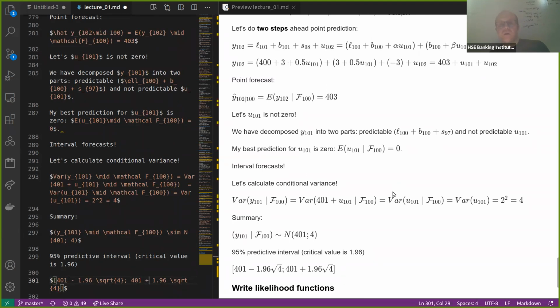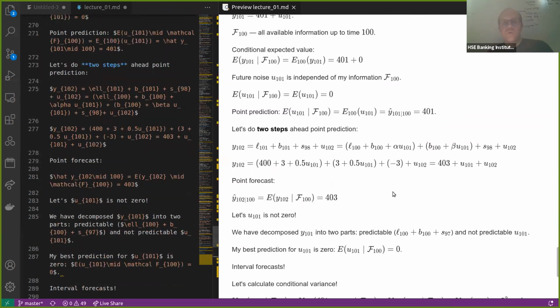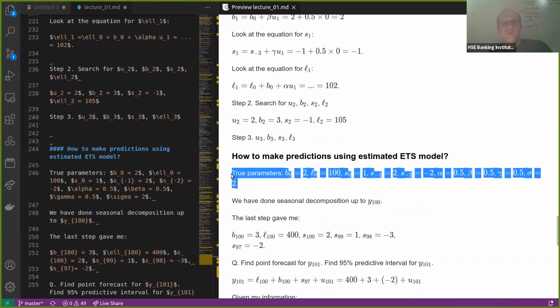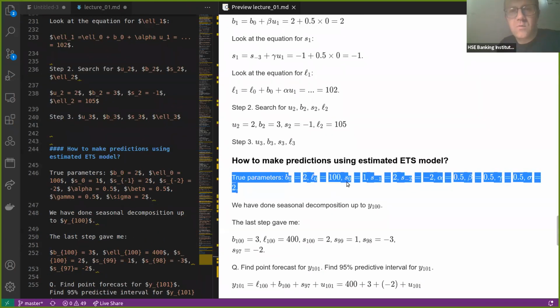Because it's given. We started with the true parameters of our model. We skipped the step of maximum likelihood estimation. We just said we have estimated parameters, 9 parameters: beta 0, L0, S0, and so on. Sigma is a parameter of the model. It's estimated by maximum likelihood.